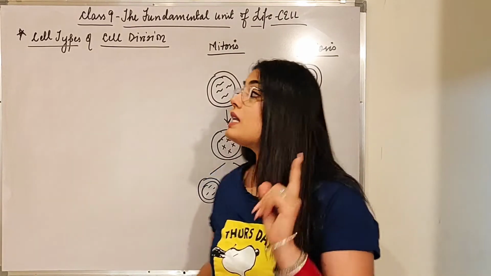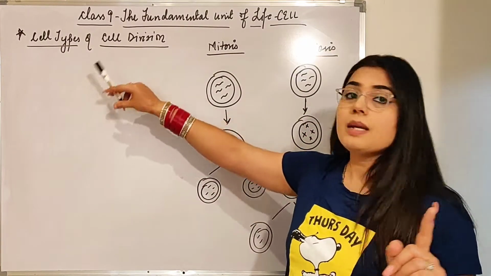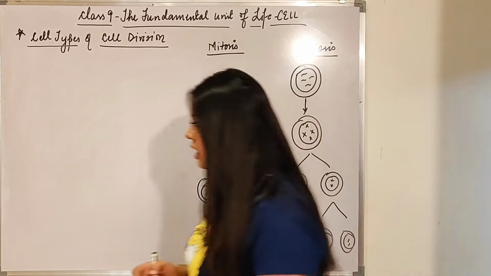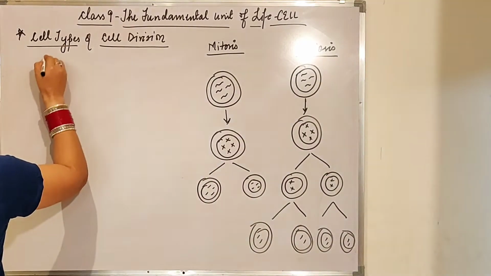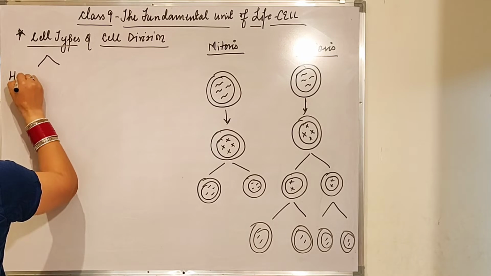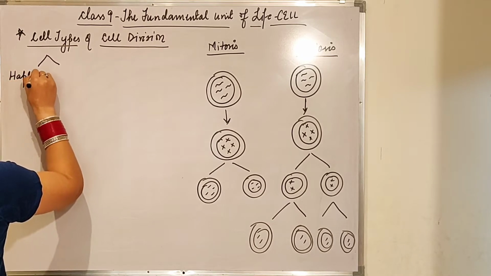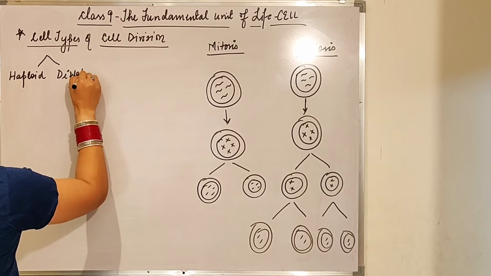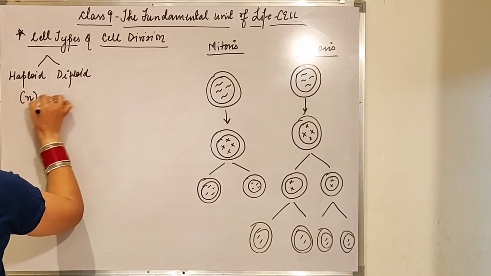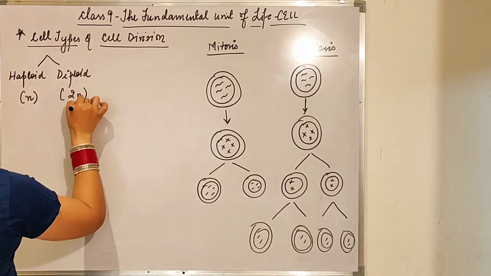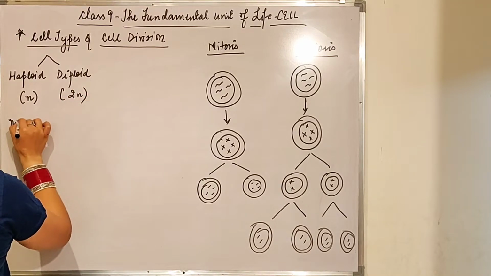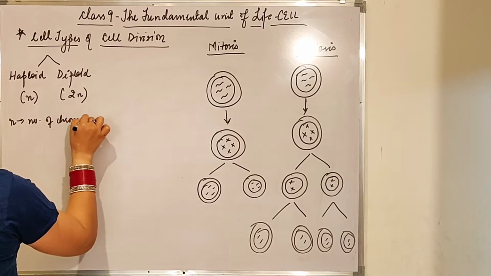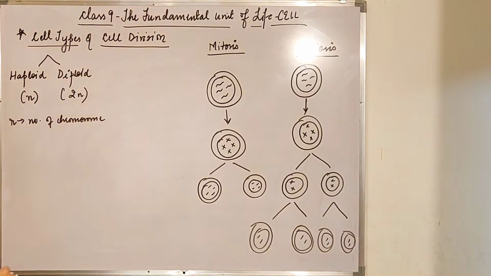First of all, what is the meaning of these two terms, cell type and cell division? Cell type means how many types of cells there are. Basically there are two types of cells beta, haploid and diploid. Haploid means N, diploid means 2N. N here refers to the number of chromosomes.